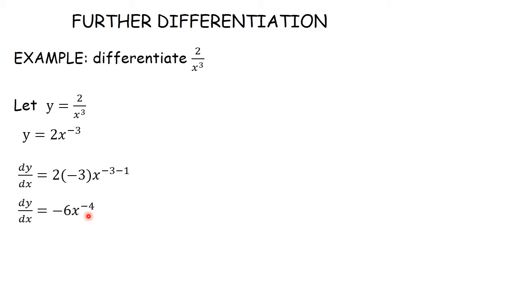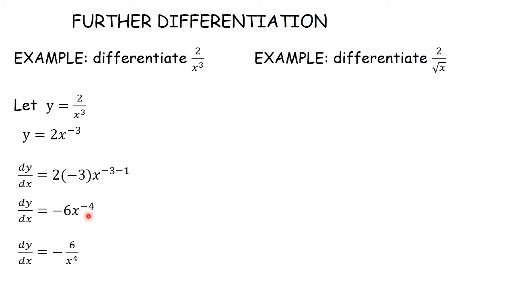But since at first it was given in a form which is 2 over x to power 3, likewise this x to power negative 4, we look for ways to make it what? A positive. So how shall it be if we want to have it back as a fraction? Okay, negative 6 out of x to power 4.